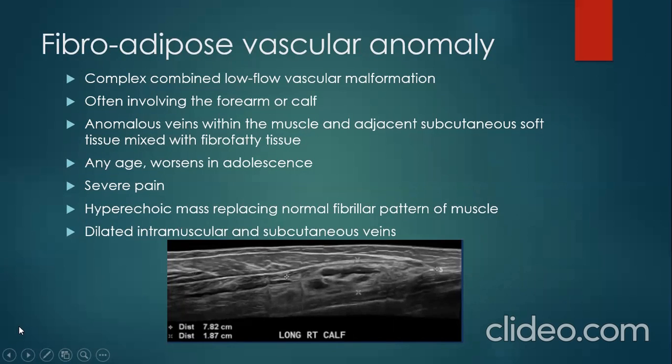So there's a hyperechoic mass replacing the normal fibrillar pattern of the muscle. This normal fibrillar pattern on the other side is replaced by this hyperechoic mass as seen in this image, the hyperechoic mass demarcated by the stars. So we see our dilated intramuscular and subcutaneous veins. These are the dilated intramuscular veins. There are veins here, but we're not seeing them because they're not dilated and because they are normal. But in this region, we can see them because they are dilated.